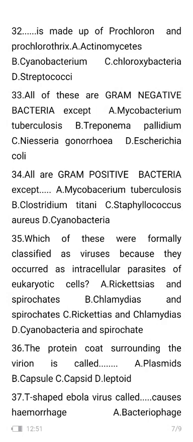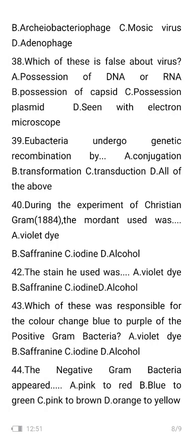Number 37 says T-shaped Ebola virus called dash causes hemorrhage. A. Bacteriophage, B. Actobacteriophage, C. Mosaic virus, D. Adenophage. Please, the answer is bacteriophage. Bacteriophage is a T-shaped virus that causes hemorrhage, internal bleeding. Number 38 says, which of these is false about a virus?